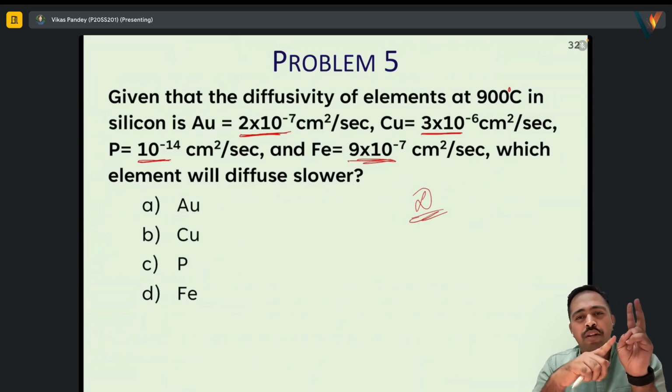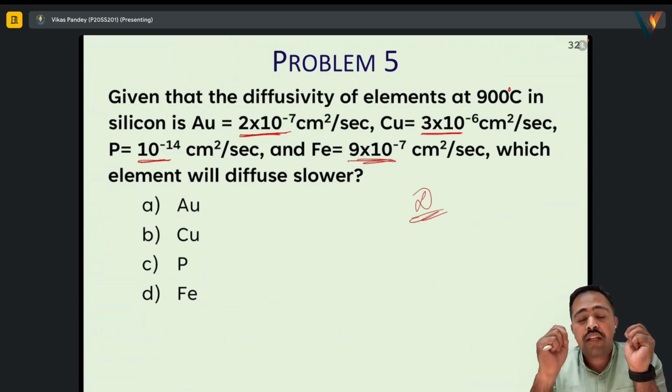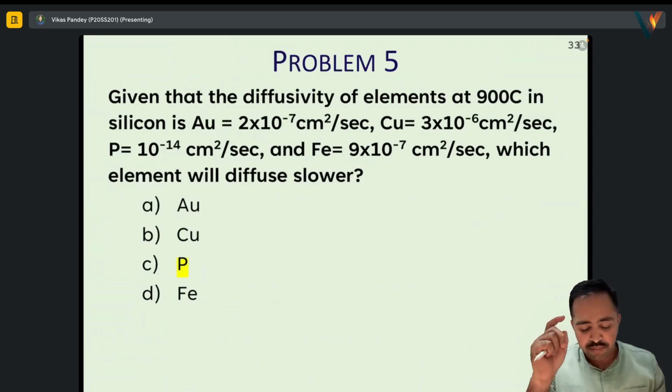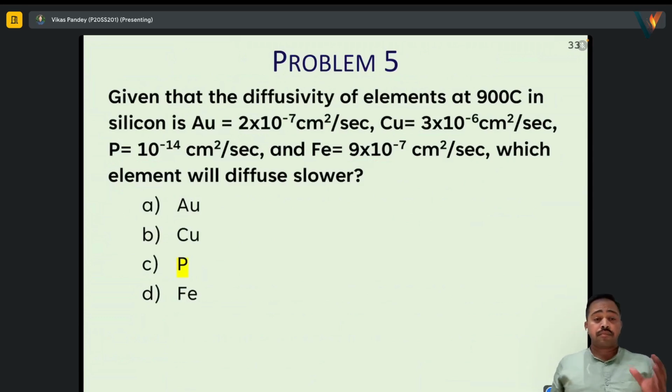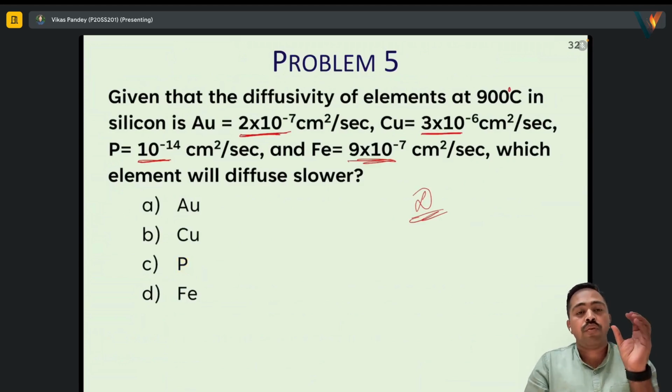So, which will diffuse slower? Whichever has the lowest diffusivity, the lowest value of D, will diffuse the slowest.